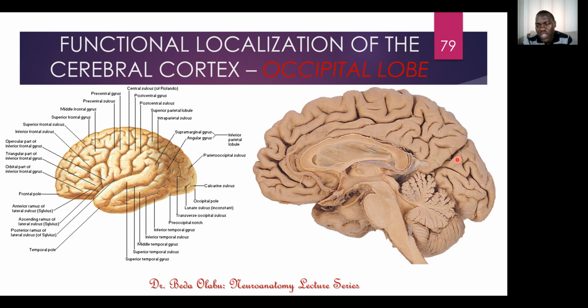Calcarine sulcus tends to divide the occipital lobe into two major gyri. The gyrus above is called the cuneus gyrus. You'll see the spelling in the next slide. The gyrus below is called the lingual gyrus. So cuneal gyrus and lingual gyrus. Those are the only ones I want you to know in the occipital lobe. But I want you also to note that the calcarine sulcus is extending from here all the way to the occipital pole. This is the occipital pole.